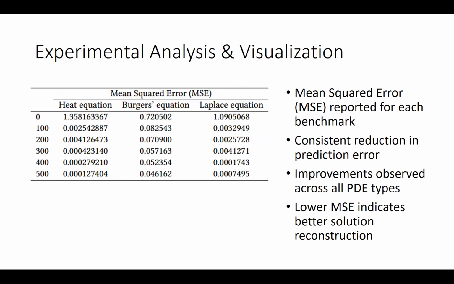Even for the highly nonlinear Burgers equation, the model converges stably. It moves from an initial 0.72 to 0.04.